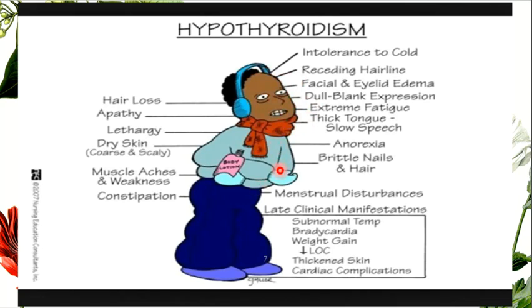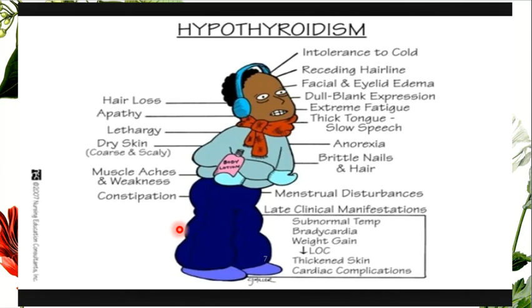There is a lot of fatigue. The tongue becomes thick and there is slow speech, because thyroxine is less. He may have anorexia, the nails and hair might be brittle. If it is a female, she might have menstrual disturbances. There can be hair loss, apathy. Apathy means not getting affected by anything around. There can be lethargy, tiredness, dry skin, which is skin becoming coarse and scaly. The person also has aches, muscle aches and weakness all around, and constipation is also seen.